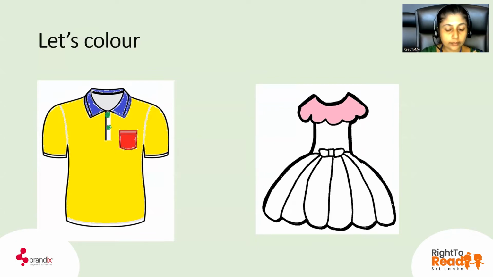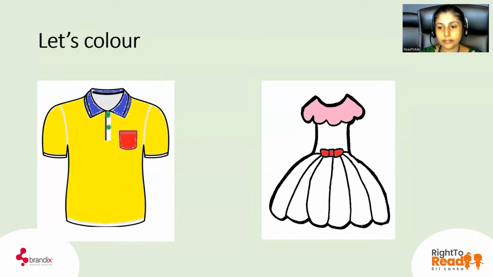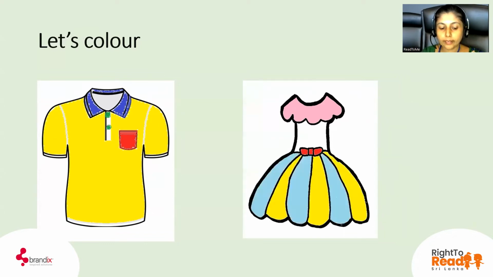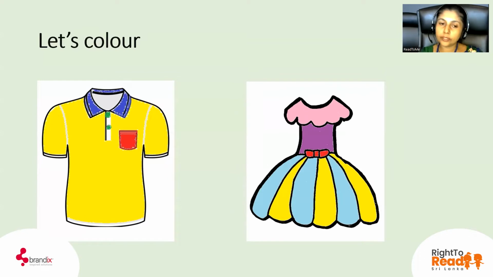Before coloring the pleats, you have to color the bow in red. Color the bow in red. Okay. Then pleats in light blue and yellow. And finally, color the rest of the frock in purple. Okay, have you got two pictures like this? Okay, let's move on to the lesson now.